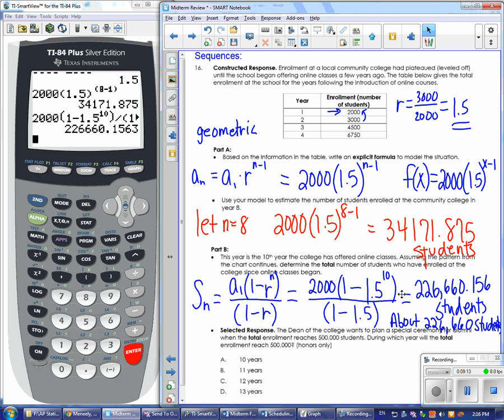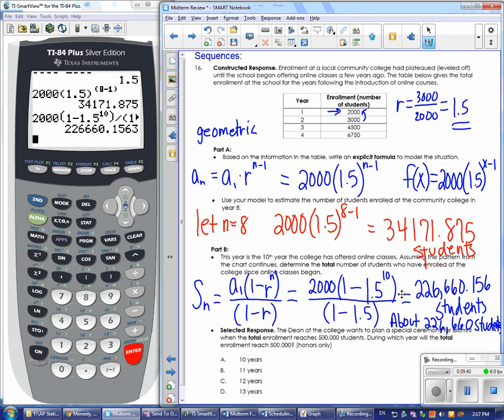The last question is actually just on the honors exam, but I'll go over it for everyone. So this is a selected response. It says the dean of the college wants to plan a special ceremony for alumni when the total enrollment reaches 500,000 students. So again, we're talking about the sum. And during which year will the total enrollment reach 500,000? And so your answer choices begin with year 10. Well, I've already found the total for year 10.